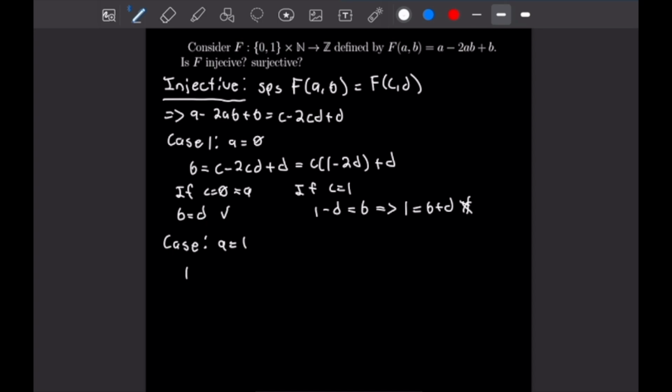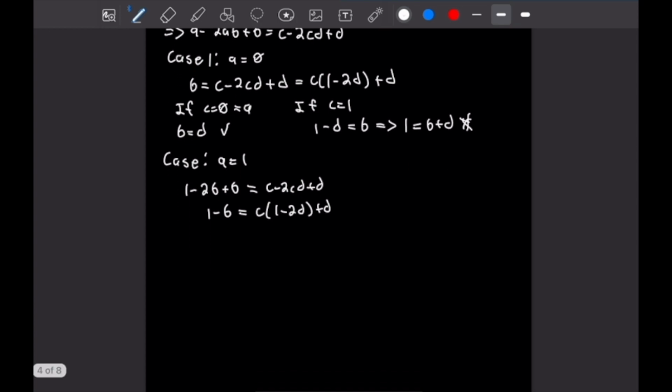Well, we will have that 1 minus 2B plus B is equal to C minus 2CD plus D, but that's just 1 minus B is equal to C times 1 minus 2D plus D. And just like we did last time, we're going to play the same game where we'll check both C equal to 0 and C equal to 1. So let's first go ahead and consider when C is equal to 0. Well, if C is equal to 0, we will have that 1 minus B is equal to D, but that's the same contradiction as before, so that will not work.